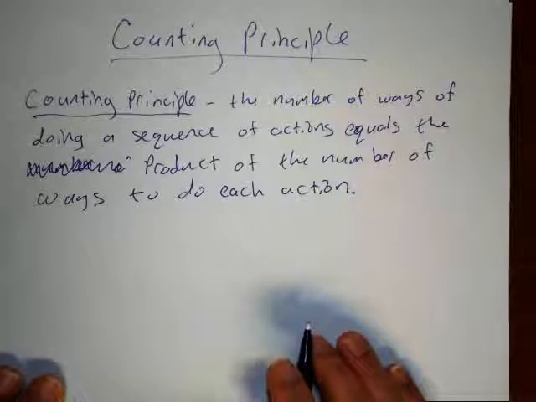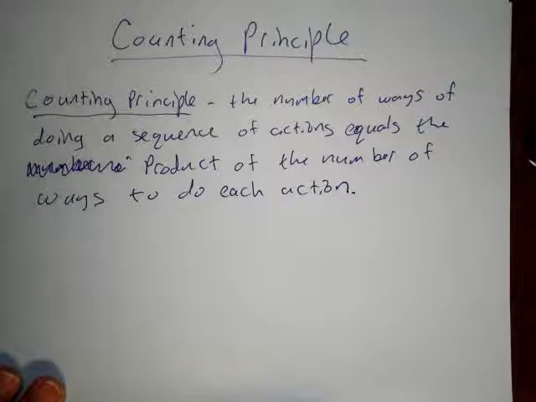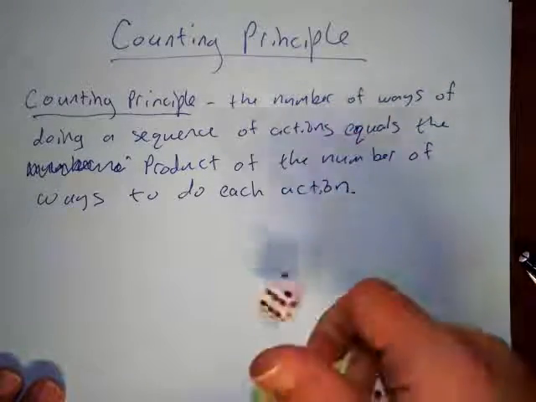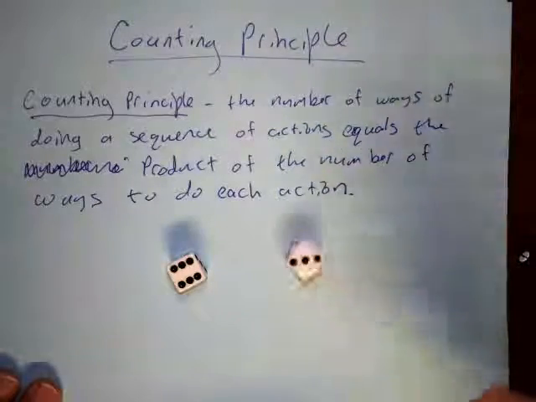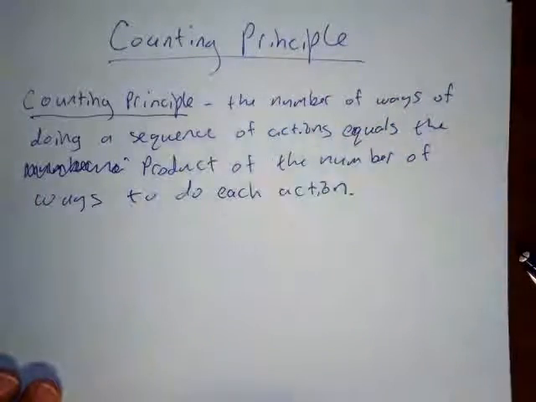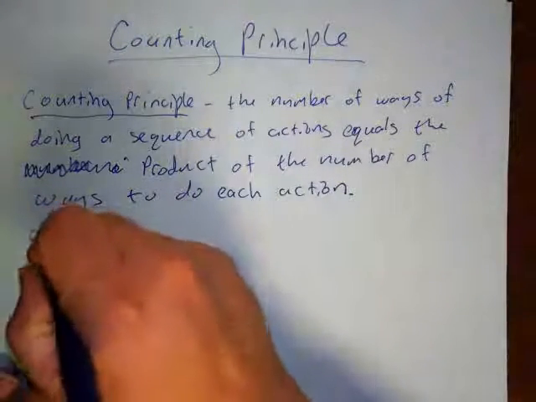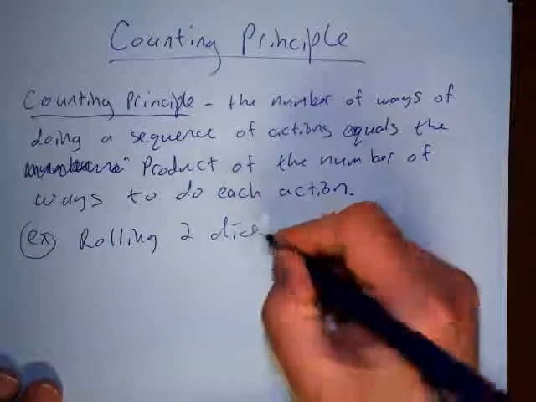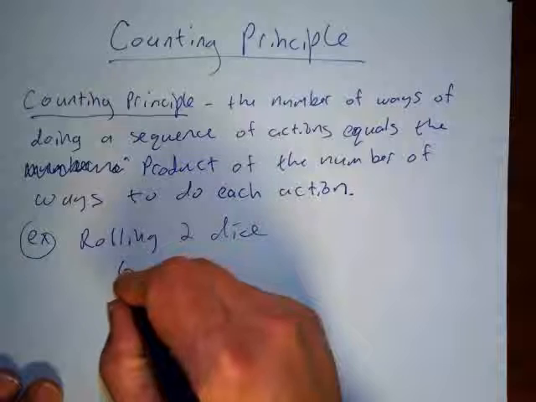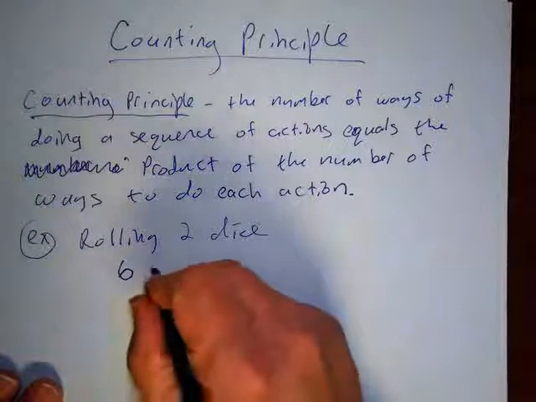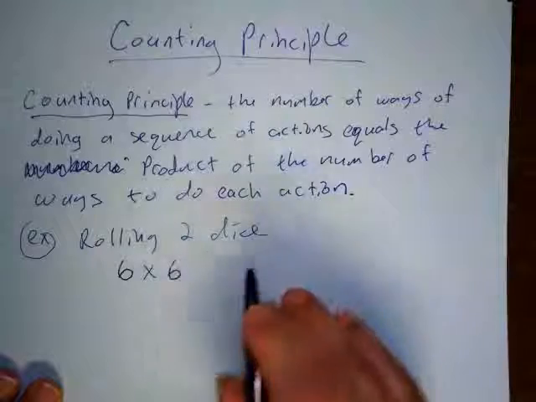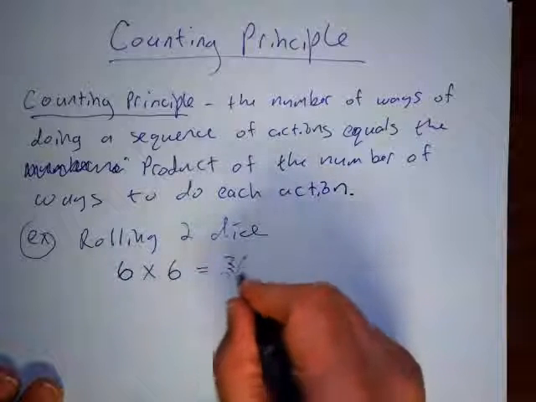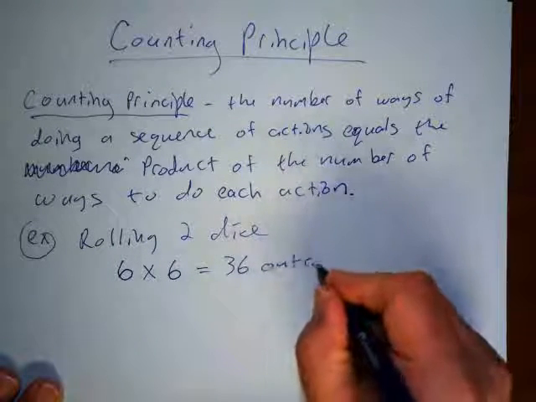Okay, so this is actually what we did when we rolled 2 dice, because rolling 2 dice can be thought of as a sequence of 2 actions, and one action is rolling 1 dice, the other action is rolling the other dice. So rolling the first dice, there's 6 ways of doing it. Rolling the second dice, there's 6 ways of doing it. And so the number of ways of doing both actions is equal to 36 ways, 36 outcomes.